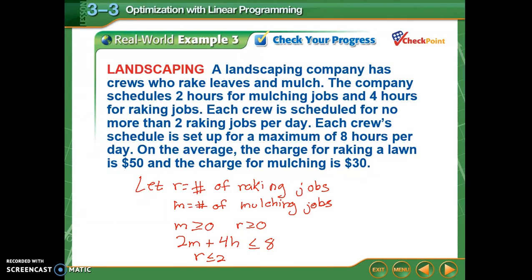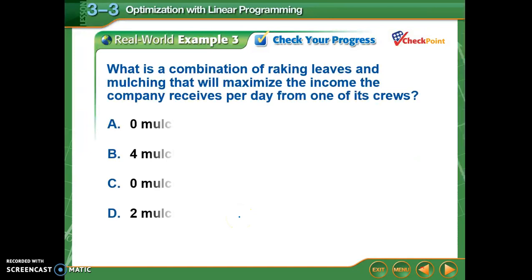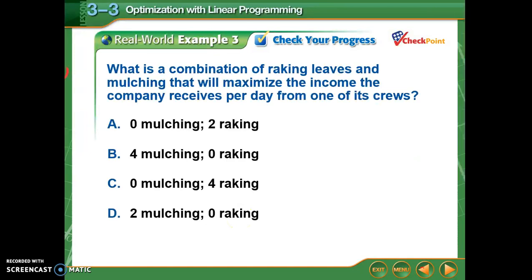Just to go back here for a second, your system of inequalities should have looked like this. So you have 4 inequalities. M and R both have to be greater than or equal to 0. The maximum number of raking jobs in one day is 2, so R has to be less than or equal to 2. And if I spend 2 hours per mulching job and 4 hours per raking job, I would have to have less than or equal to 8 hours total. So that would be the system that you need to graph and find the vertices to get B as your answer.